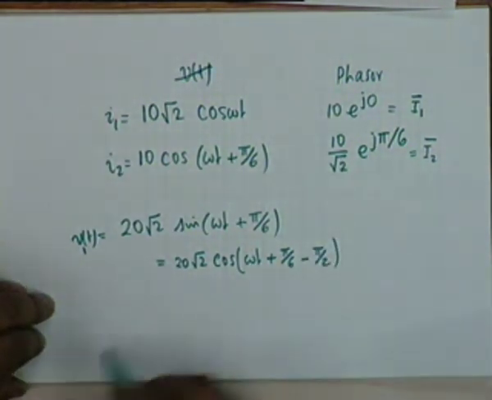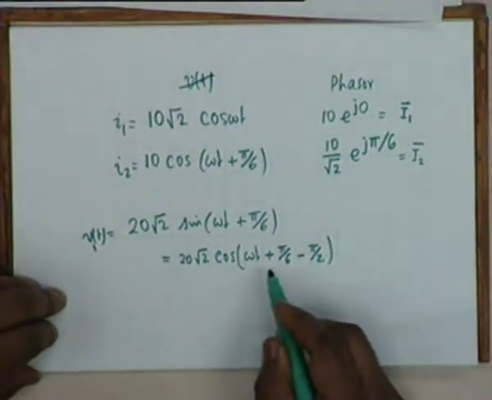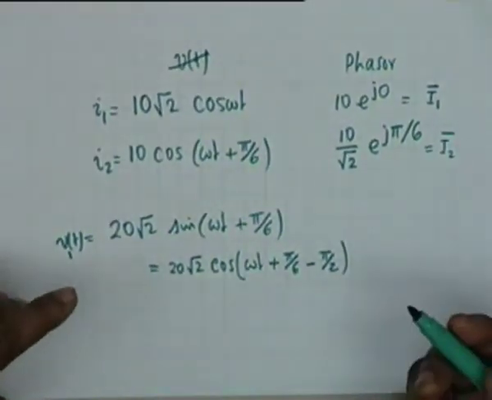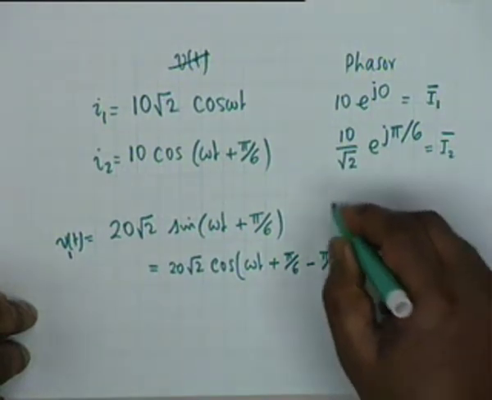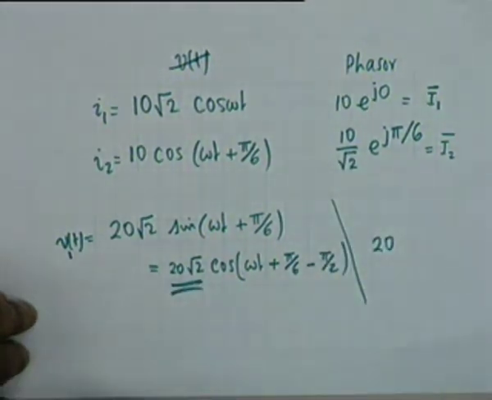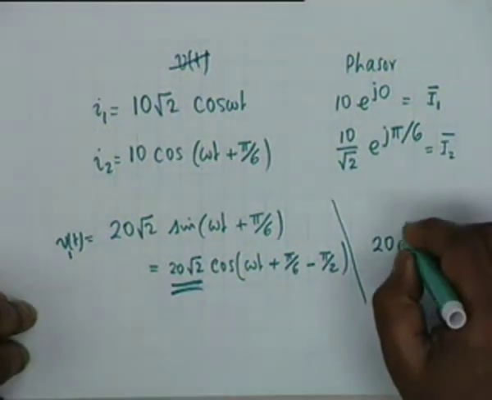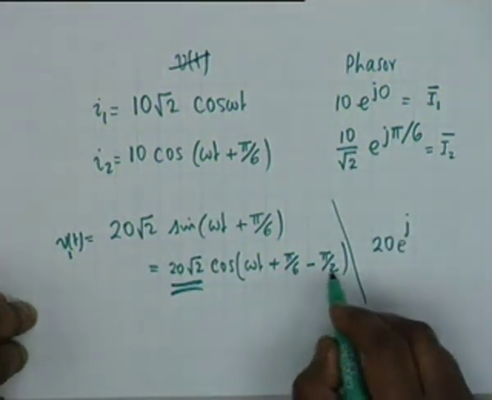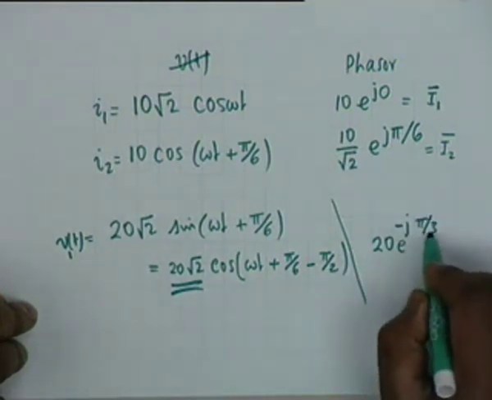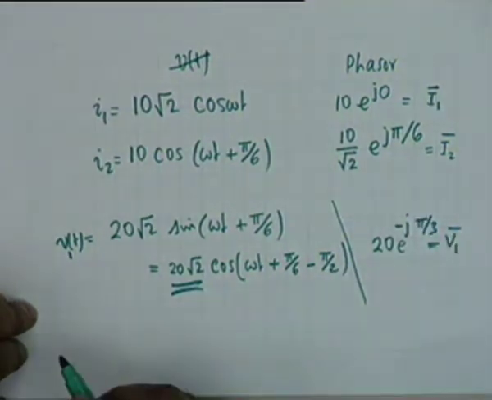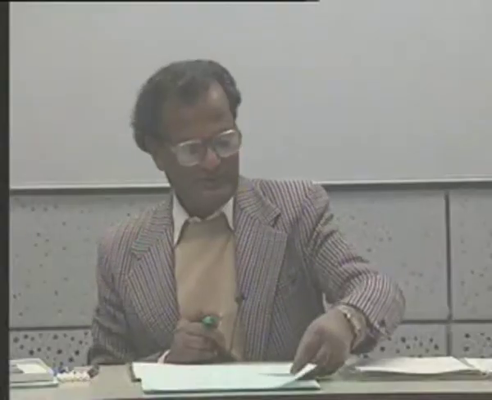Alright. Now if you change this number, pi by 2 minus theta or theta minus pi by 2, it doesn't matter, and therefore what would be the corresponding phasor? 20 root 2 is gone out, e to the power j pi by 6 minus pi by 2, which is minus pi by 3. So this would be your V1 phasor. Is that okay? Let's take another simple example.